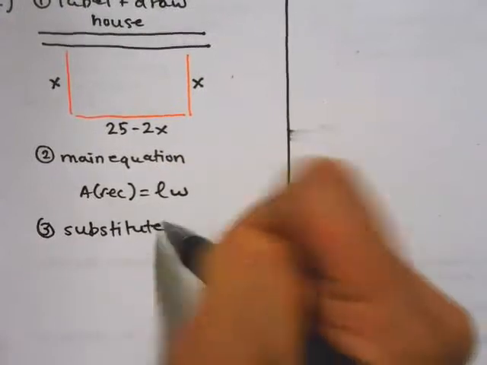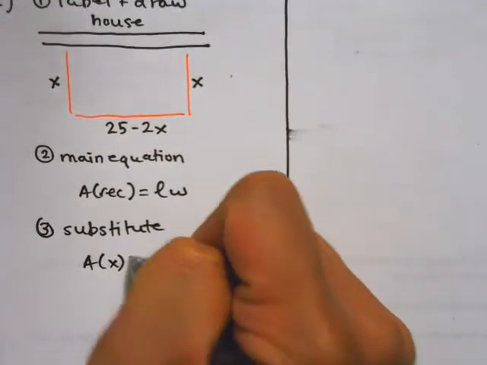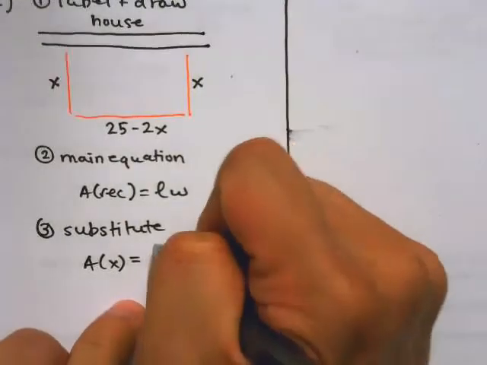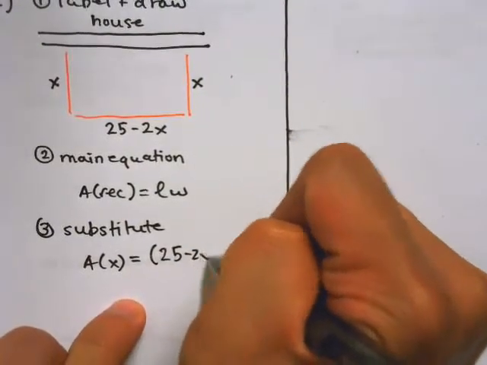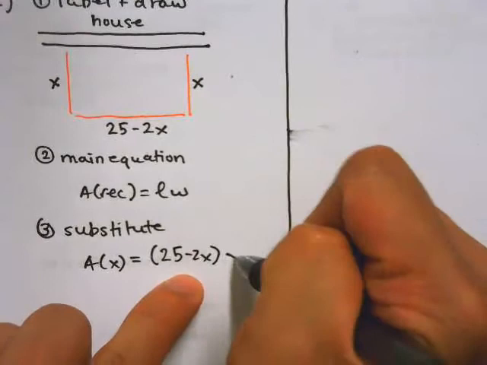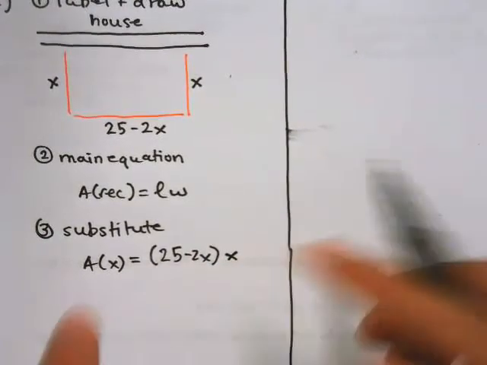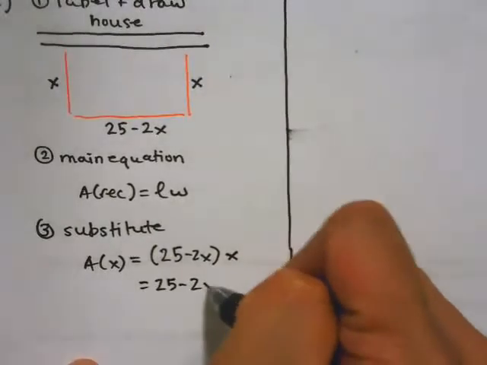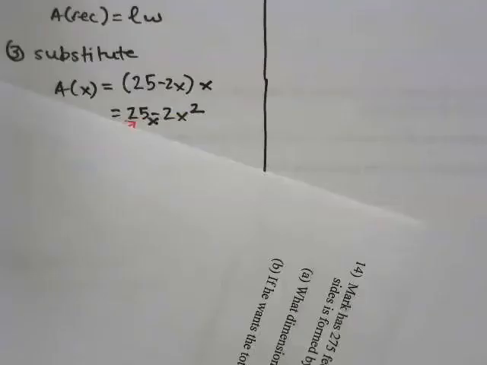I'm going to make this into a function A of x because we had chosen x for this. You could also have used another variable if you had wanted to. Let's go ahead and substitute. Your length could be x, or I already wrote 25 minus 2x, which is fine. These are interchangeable, of course. Let's do the distribution. It's going to be x times 25 minus 2x.